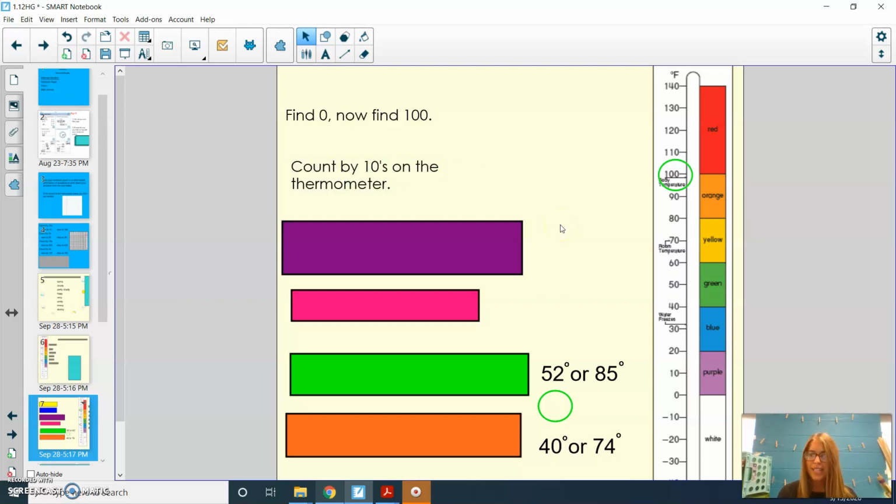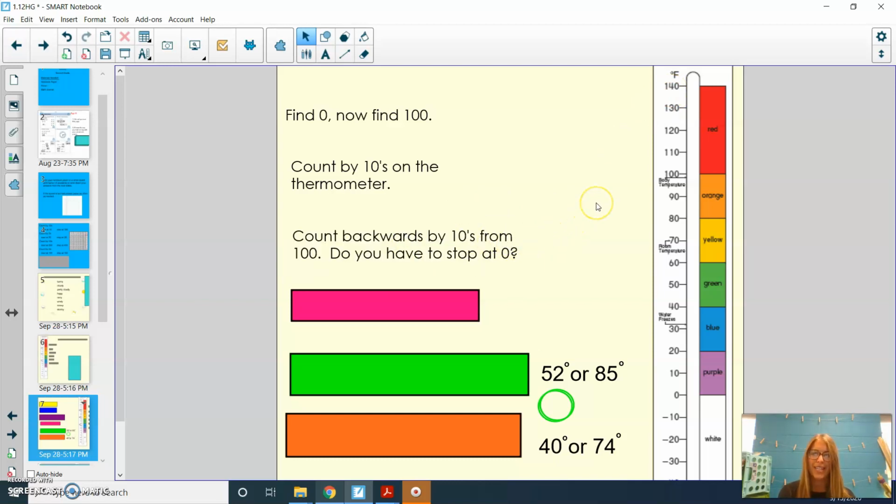Let's count by tens on the thermometer, but boys and girls, we're going to start with -30. Can you count by tens with me? I'll move this screen, and we'll go all the way up to the top of 140. So we would have -30, -20, -10, 0, 10, 20, 30, 40, 50, 60, 70, 80, 90, 100, 110, 120, 130, and 140.